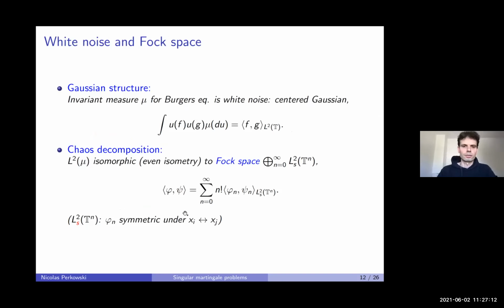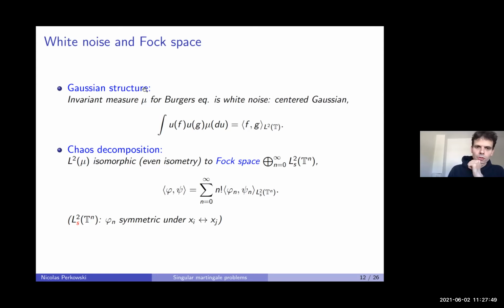Okay, so the white noise, now I can formally define it for the first time. So this is the centered Gaussian measure indexed by test functions such that U of f is a Gaussian process as f runs over all test functions and the covariance is just the L2 inner product. And then there's the chaos decomposition, which is really the main tool in the following analysis, which allows us to identify L2 of mu.